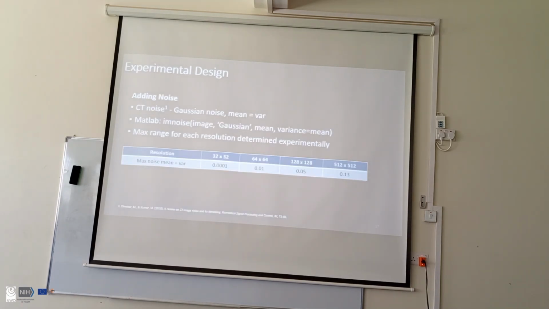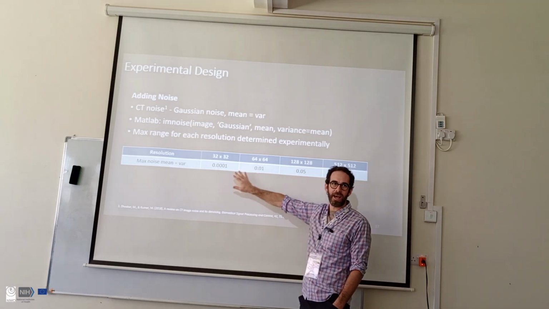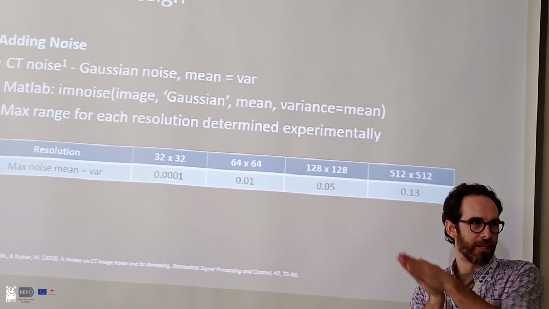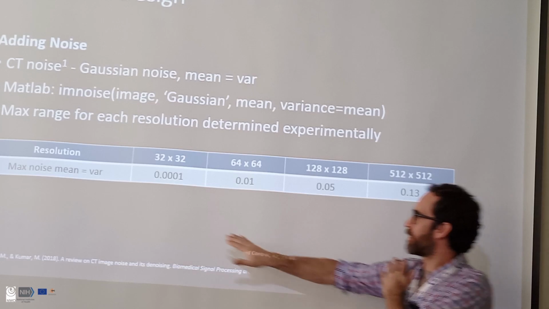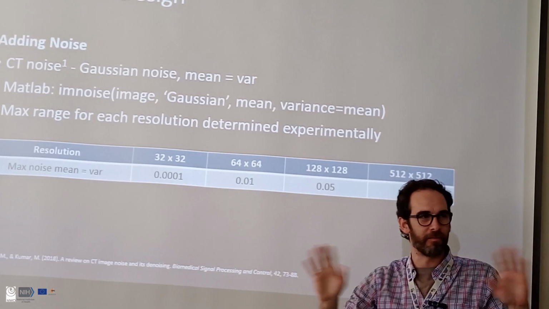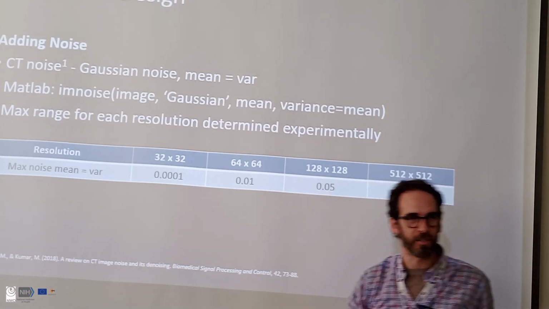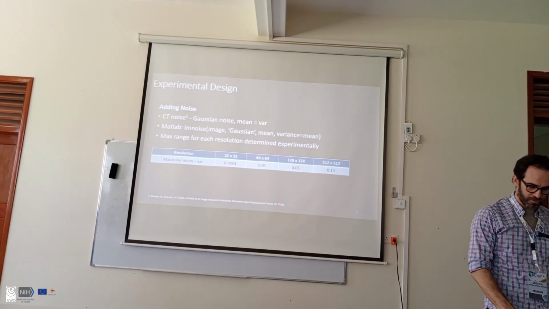I added noise based on what we know to be CT noise, which is Gaussian noise with the mean equal to the variance. And here we had to experimentally determine the maximum amount of noise we could add at each resolution so that we could actually see this line between a good image and a bad image. If you add 0.13 standard variance of noise to a 32 by 32 image, it doesn't have the same visual effect as for a 512 image. So we had to experimentally determine where we thought this line was going to be. So these are the max noise variances that I used for each resolution.